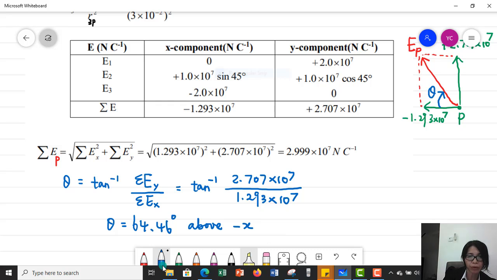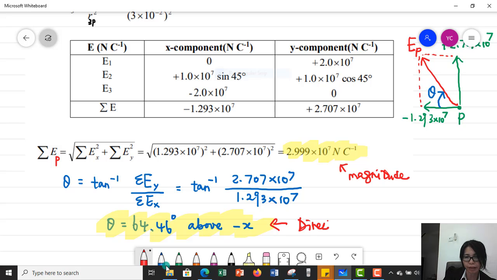Okay, if we want to calculate the direction, this one will be the direction and this one will be the magnitude. Okay, so this is the magnitude and this is the direction. Since it's a vector quantity, because electric field strength is a vector quantity, it has magnitude and direction. Now we have solved question 6. Okay, we have solved question 6.